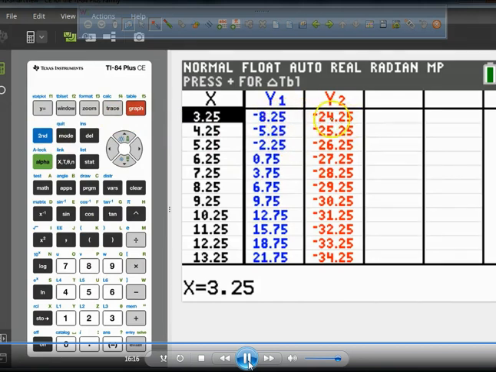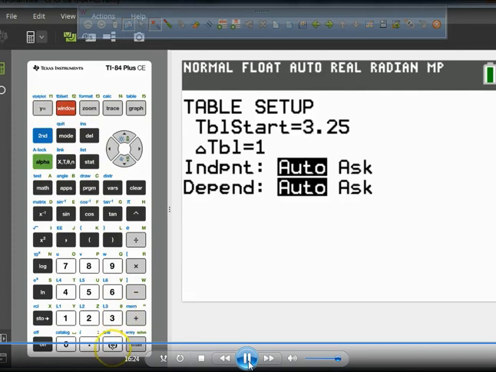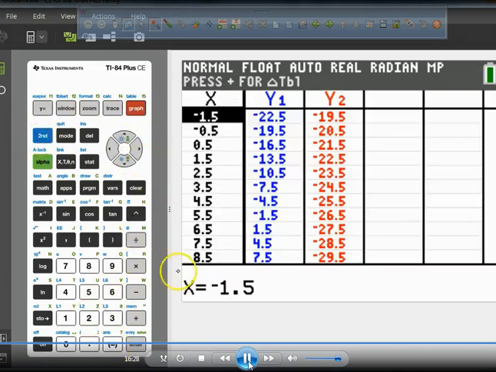Hit second graph and, hey look, those don't match. If they don't match, they're not right. This is not the answer you're looking for. You want y1 and y2 to match. Negative 3 divided by 2, that's negative 1.5. Check the table. Oh, y1 and y2 are close, but they don't match. They need to match.